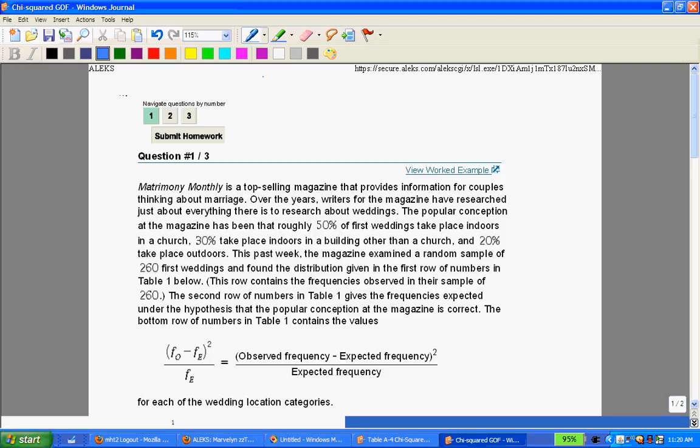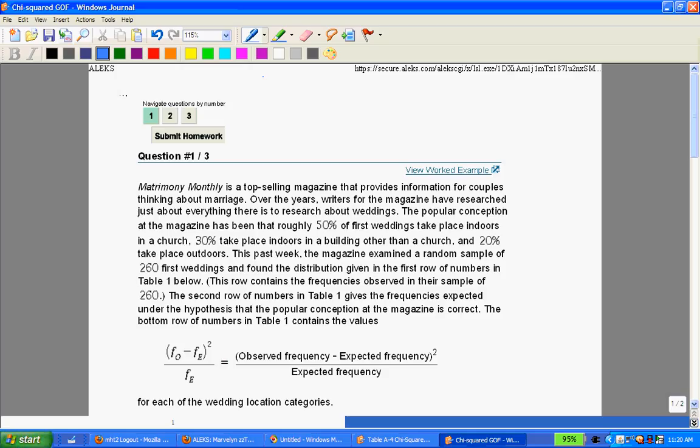I wanted to do one problem right out of Alex, especially because sometimes it pops up with the p-value, and I didn't really go over that in my versions of the notes. So I thought it'd be a good idea to work one of these problems. That way you'll have an idea of what you're supposed to do when you're working the homework.